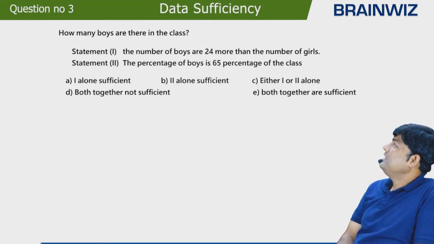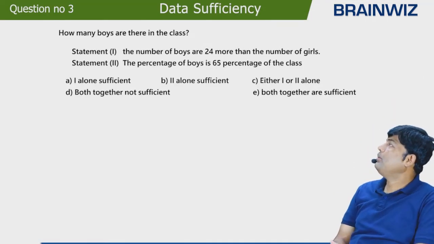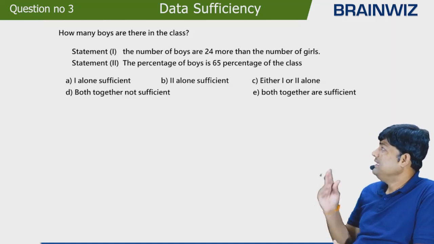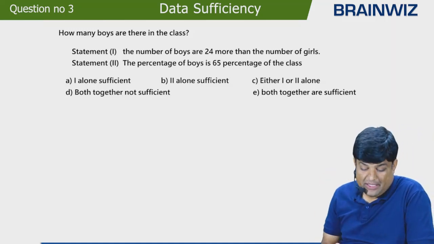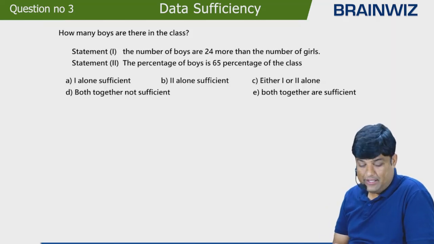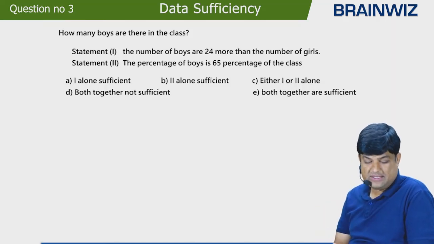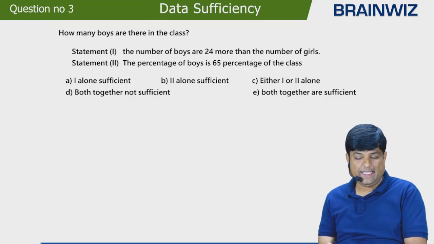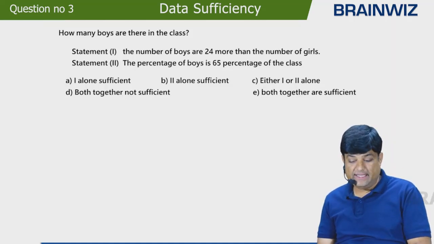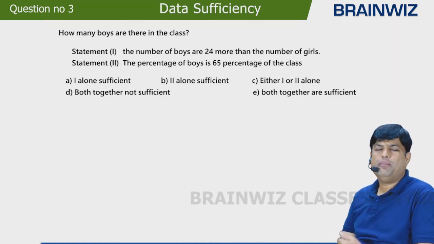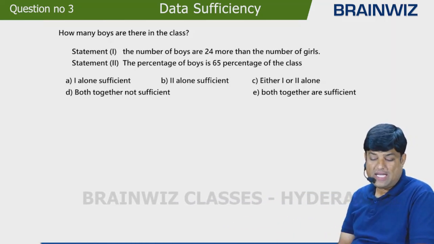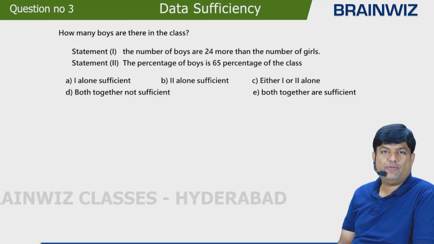Now, on the screen, if you see, he's asking how many boys are there in the class. For this, he has given you two statements. In statement 1, he told you the number of boys is 24 more than the number of girls. And the second statement says the percentage of boys is 65% in the class. Girls' percentage you can find out; boys' percentage he gave you. Now, what is necessary for answering this?